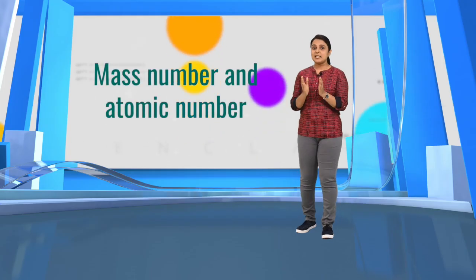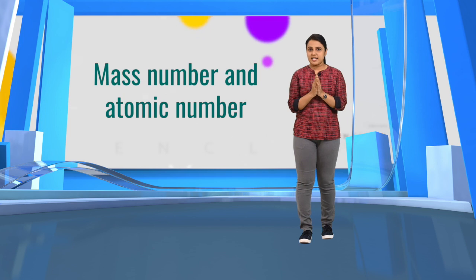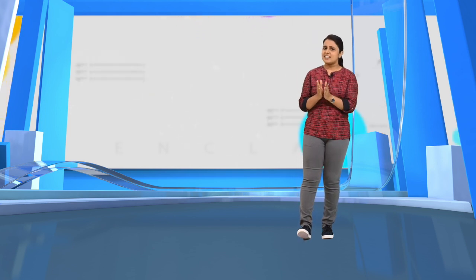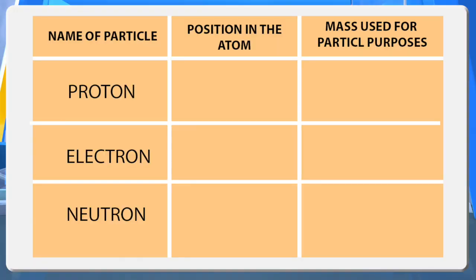About the fundamental particles of an atom, right? Their position and charge. We know that the fundamental particles are proton, electron and neutron. We have a table here. Let's complete the table. In the first column, we have the name of particles. Again, we know that particles are proton, electron and neutron.